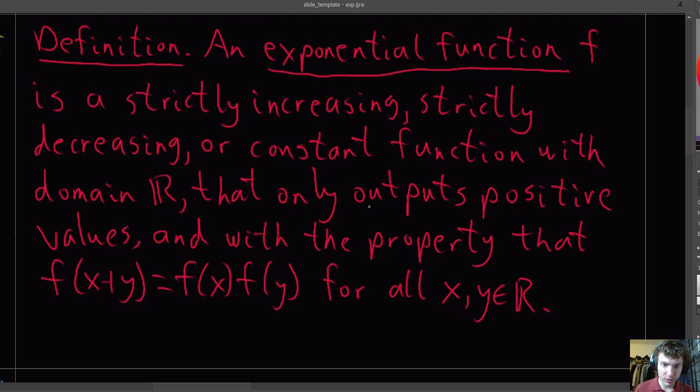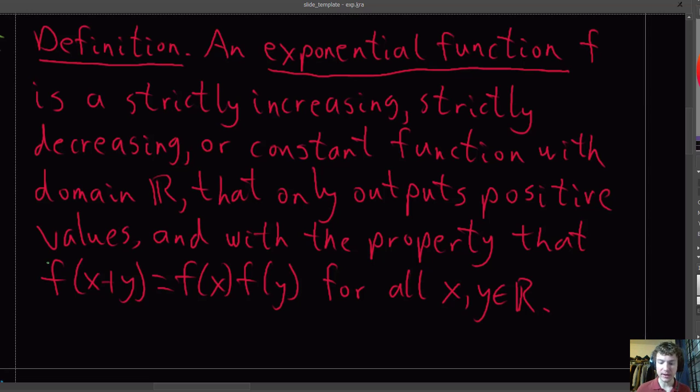We assume, as the second bullet point, that it only outputs positive values. And most importantly, we assume that the function has the property f of x plus y equals f of x times f of y, for all x and y in its domain, which is the reals. So it seems like we've just made a wish list, but this is actually a precise definition of what we mean by an exponential function whose domain includes the irrationals.